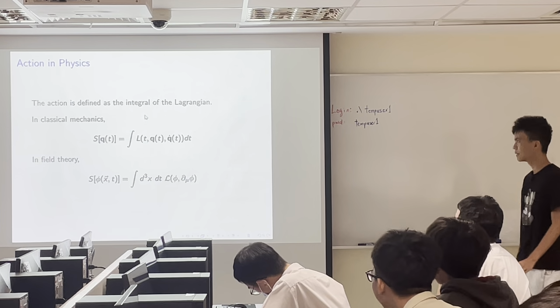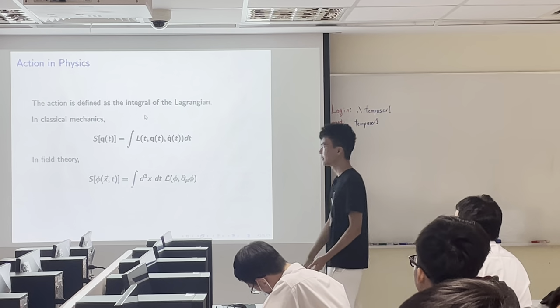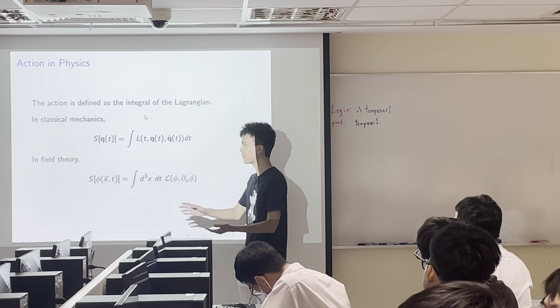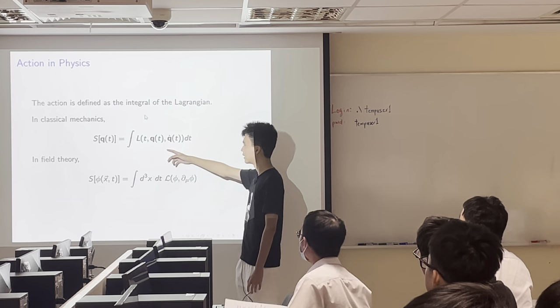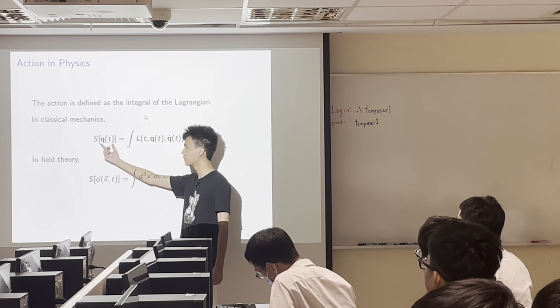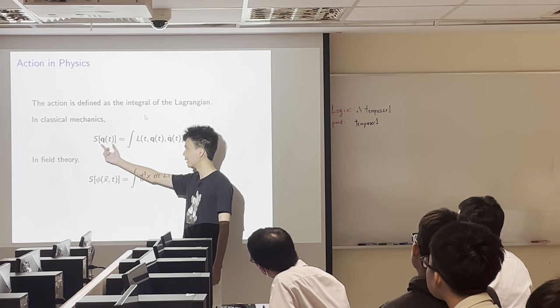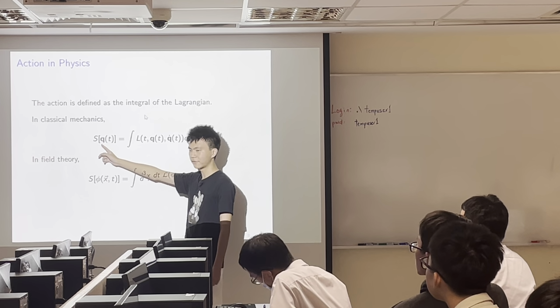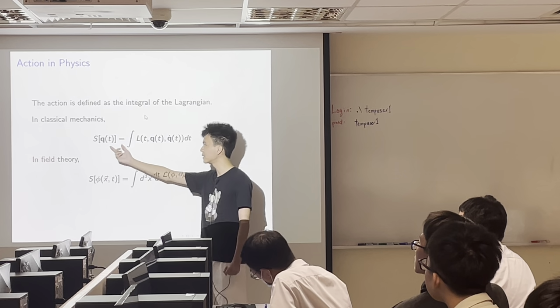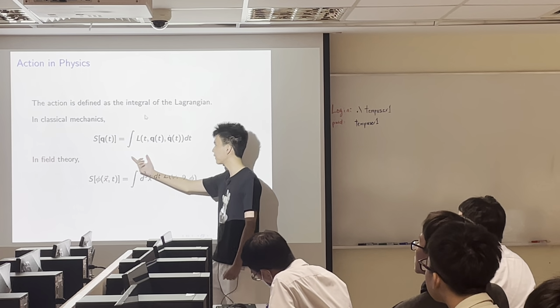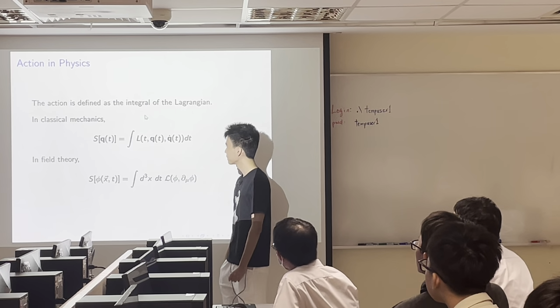Okay, so the action of a trajectory is defined to be the integral of the Lagrangian. If I give you a function q of t, which could be a vector, then the action of this path q of t would be defined as the integral of the Lagrangian with respect to time.